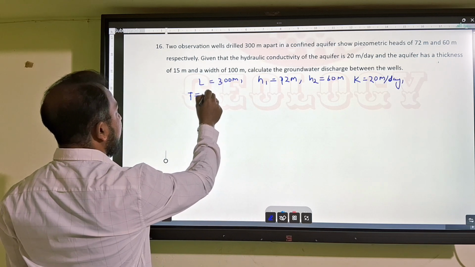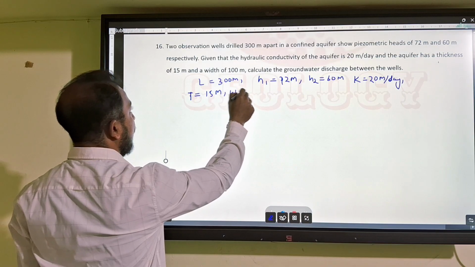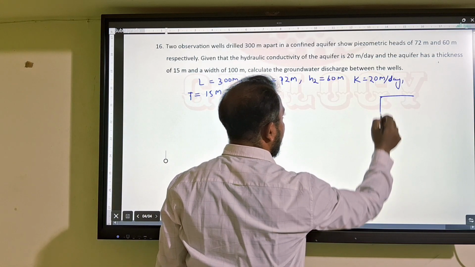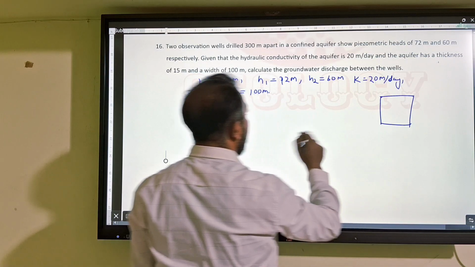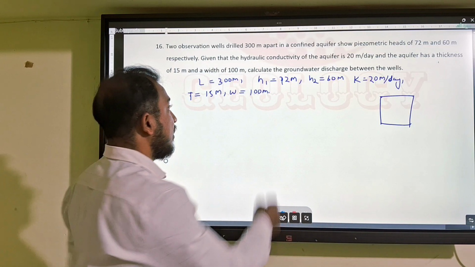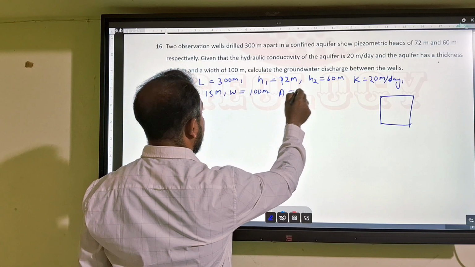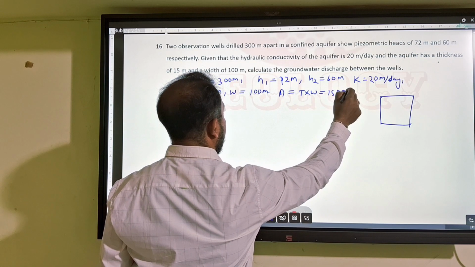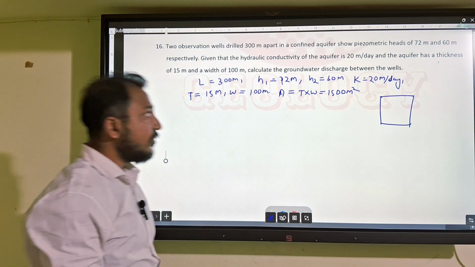So thickness is given 15 meter, width is given 100 meter. So if you have the thickness and width of the aquifer, then you can calculate the cross sectional area by multiplying thickness and width. So you can calculate the area by thickness into width. It will be 1500 meter square.